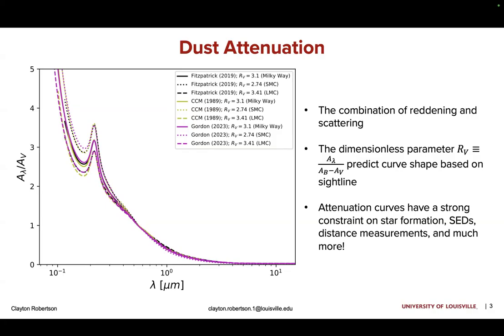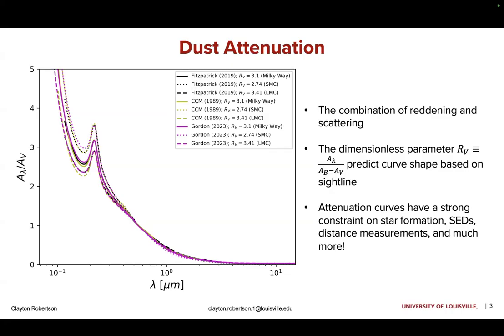So for each of these three different attenuation laws, from Fitzpatrick 2019, Cardelli, Clayton, and Mathis in 1989, and Carl Gordon's 2023 laws, they are RV dependent laws. If you put in different RV values, for example, the Milky Way is 3.1 assumed, SMC is around 2.74, LMC is 3.41, it gives different shapes and different slopes. And it has different attenuation throughout the entire wavelengths.